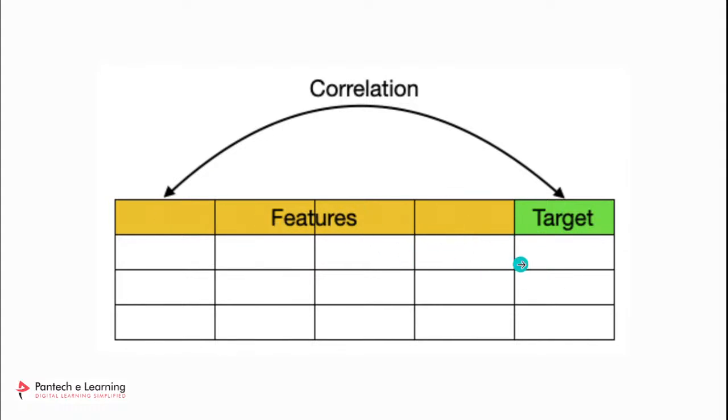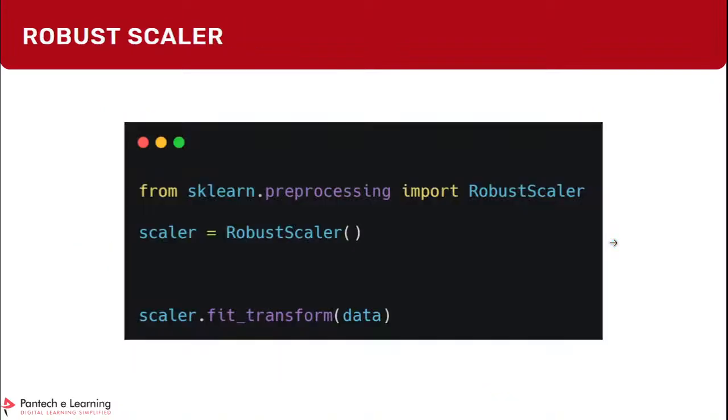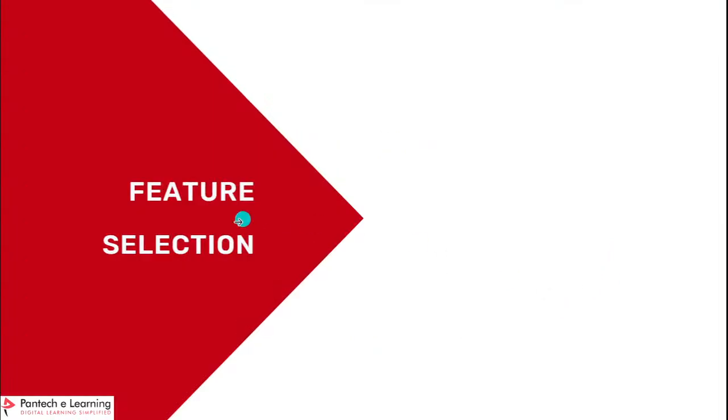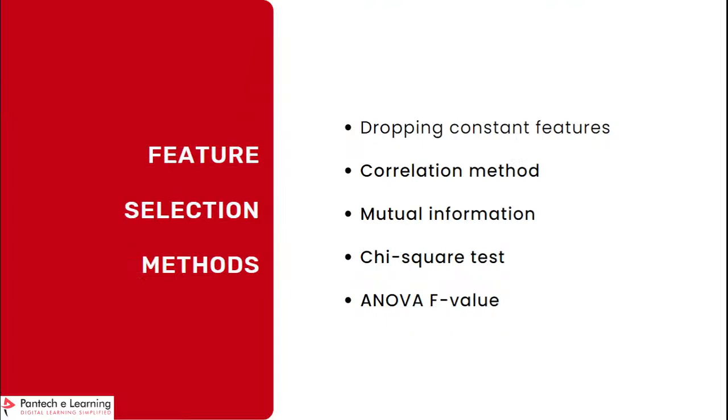You may have a lot of features. If there are a lot of features, then your algorithm can be confused, and it's better to go with the minimal important features. That is called feature selection. It is the process of reducing the number of input variables when developing a predictive model, and it is desirable to reduce the number of input variables to both reduce computational cost as well as to get rid of noise.